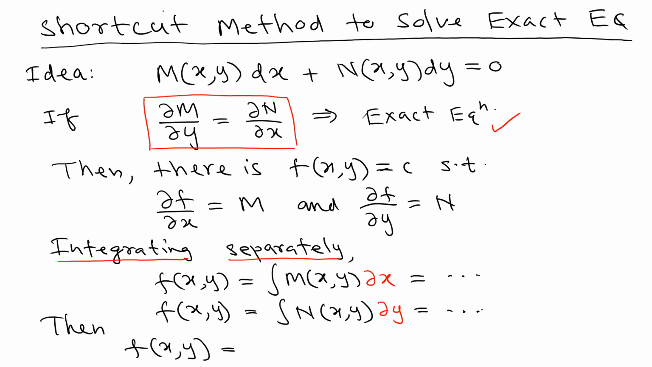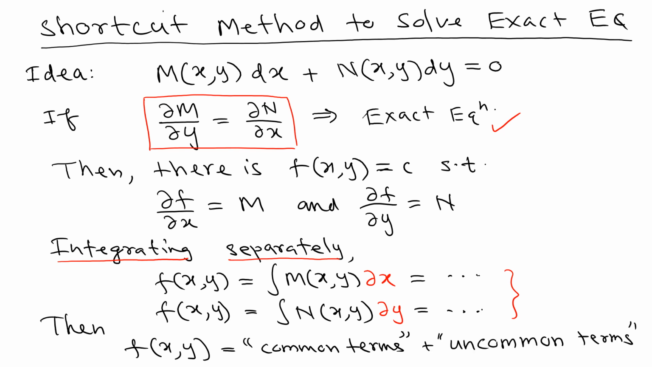So now the answer is this. We look at both expressions and write the common terms once, and then we write the uncommon terms once, and this is going to give the f(x,y) function. Then we set this equal to a constant, and that's going to give you the implicit solution of y. So that's the idea. Let's look at a few examples and see how quickly we can get the answer.